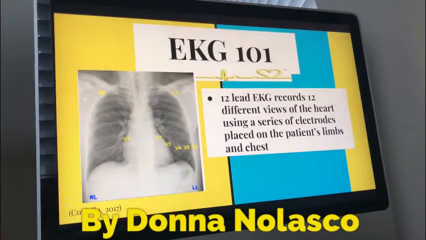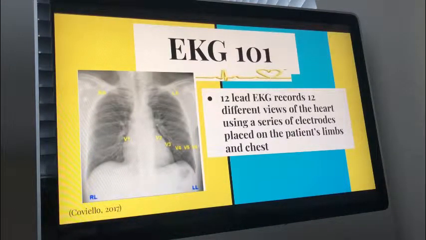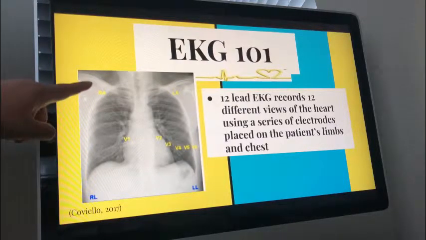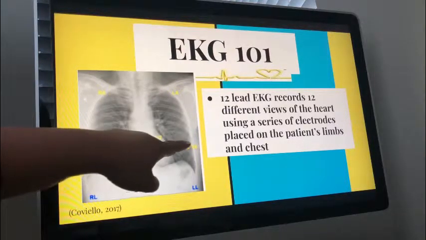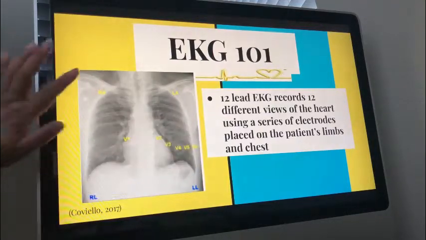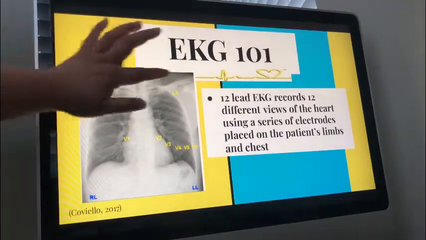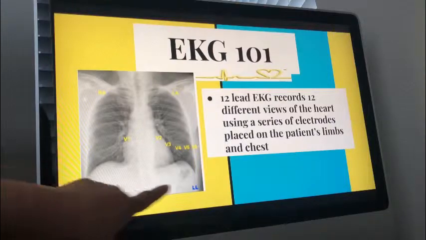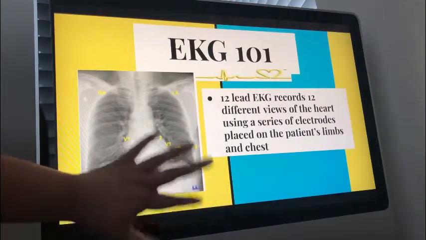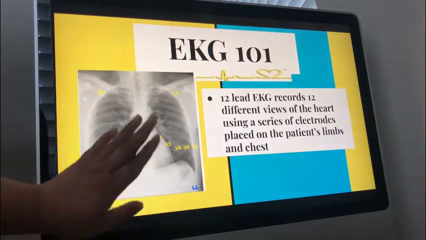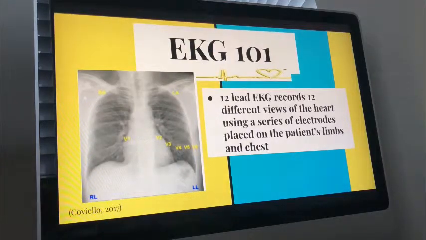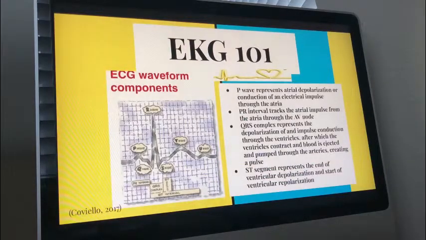A 12-lead EKG records 12 different views of the heart using a series of electrodes placed on the patient's limbs and chest. This is 1, 2, 3, 4, 5, 6 on the chest. Then right arm, left arm, right leg, and left leg. There's 10 leads you have to put, but it's a 12-lead EKG.